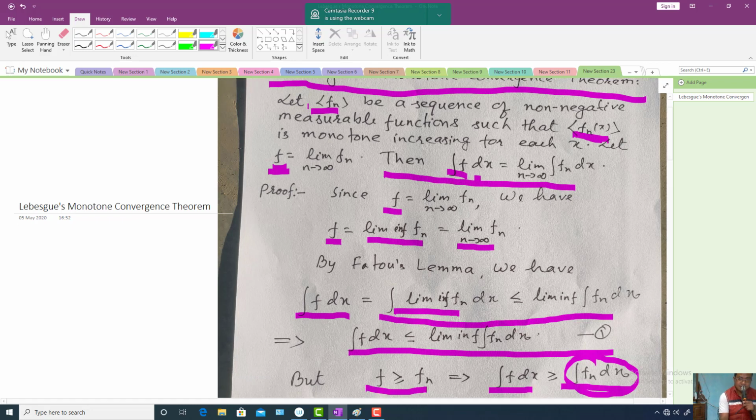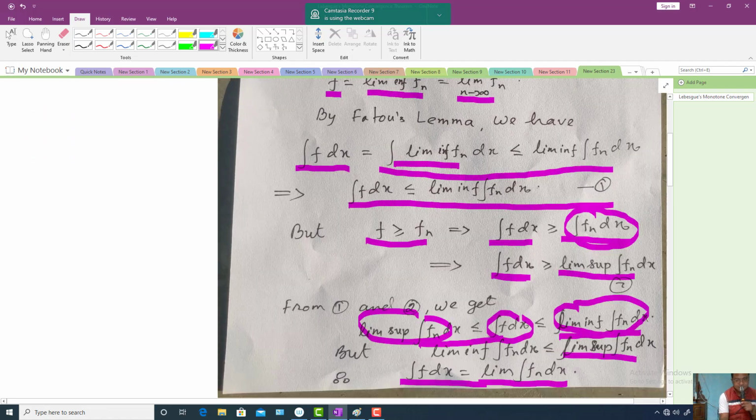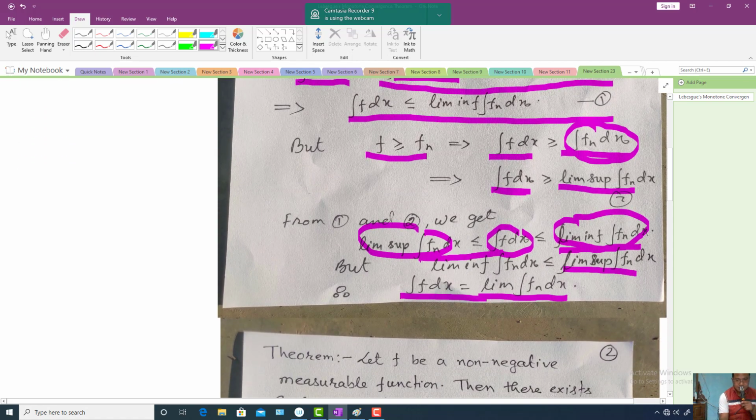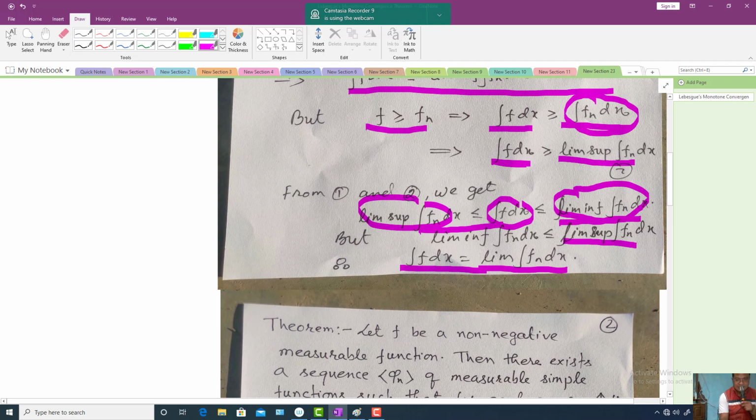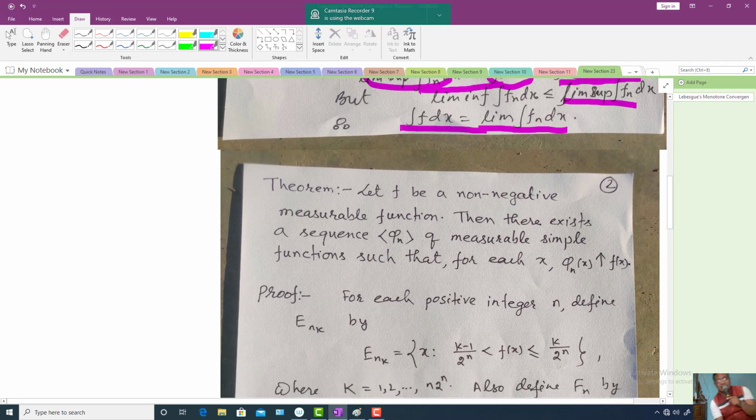In case of Lebesgue integration, if the sequence of functions converges to the limit function f, the integration of the limit function is equal to the limit as n tends to infinity of the integration of fn dx. Okay, you have to remember the difference between Lebesgue integration and Riemann integration. All right, so next is another theorem. This is also a very important one.